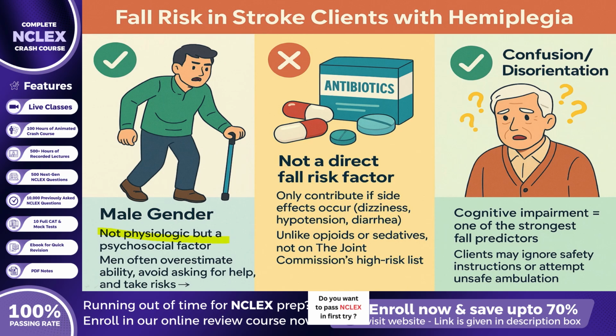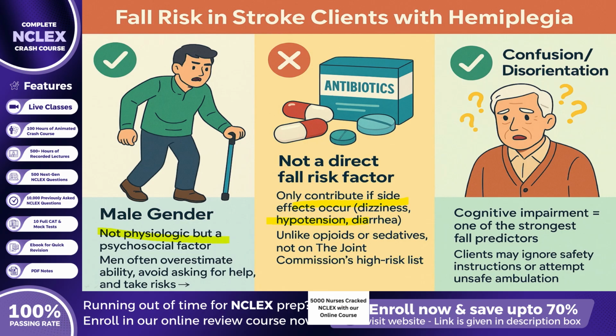Looking at option 2, the client is taking antibiotics. This is incorrect. Antibiotics, as a drug class, are not directly linked to fall risk. Only if they cause secondary effects such as dizziness, diarrhea, or hypotension would they contribute. Unlike sedatives, antihypertensives, or opioids, antibiotics are not included in the Joint Commission's high-risk medication list for falls.